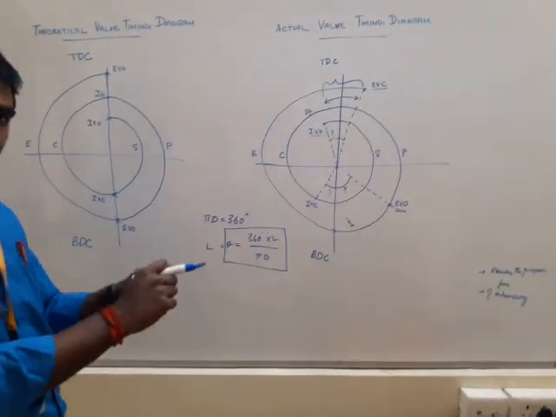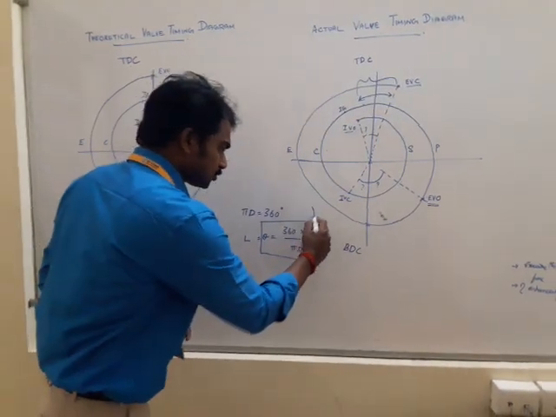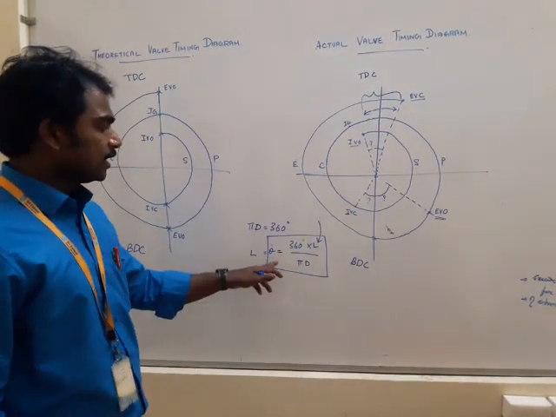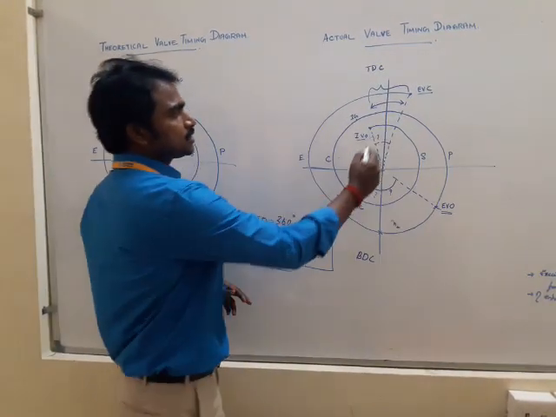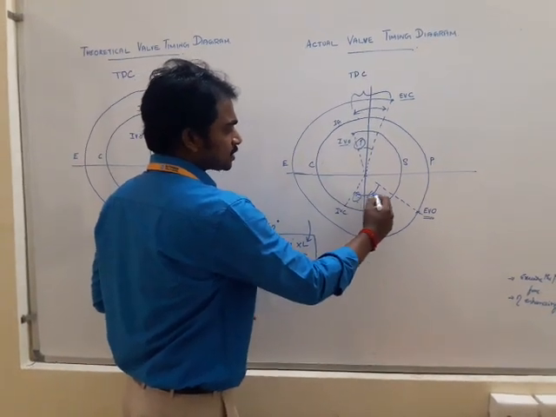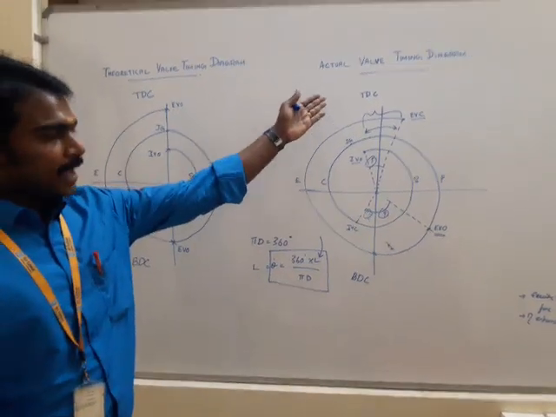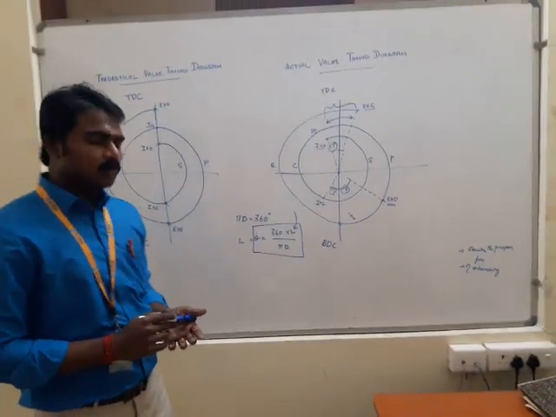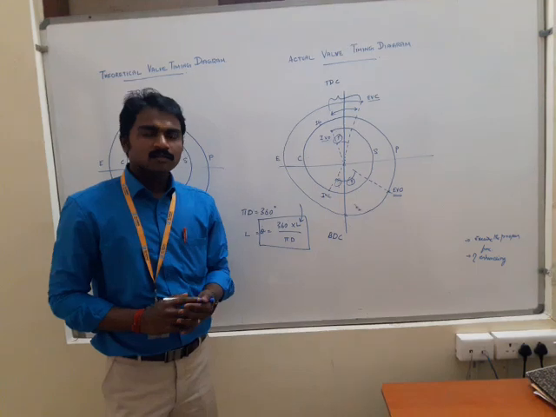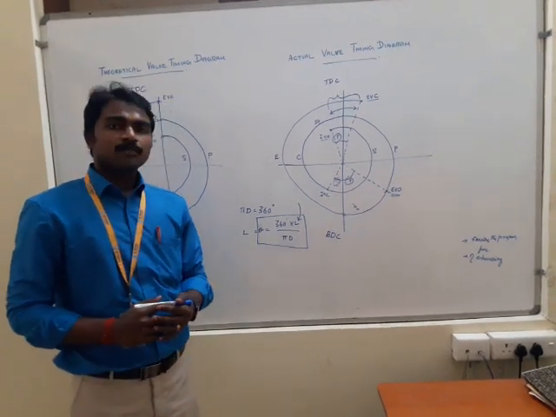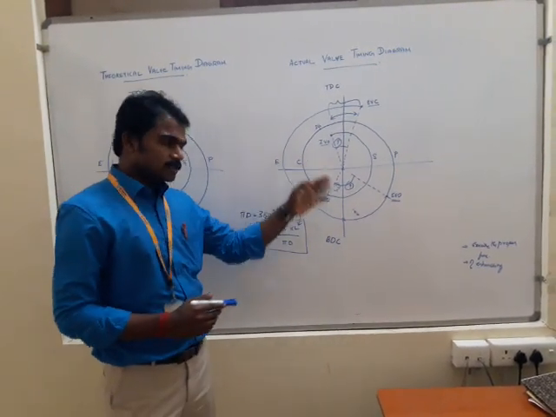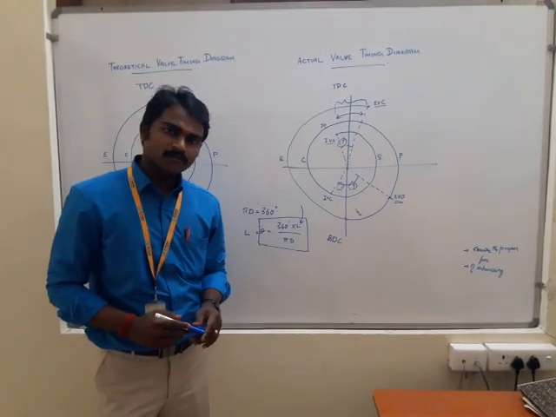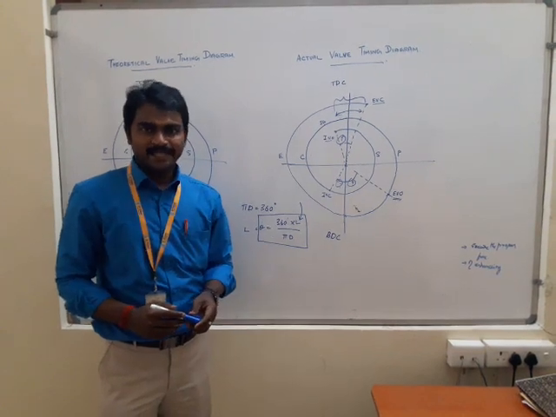Once you measure the circumferential length, directly substitute it in this formula to find the angle. After finding the angle, substitute it at the required points and draw the actual valve timing diagram. Why do we go for this valve timing diagram? The reason is to ensure the proper functioning of each process and thereby increase the efficiency of the engine.